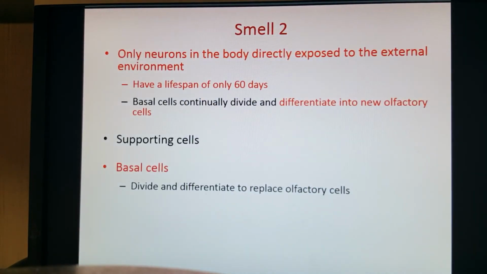So our neurons involved with detecting smell, again, are the only neurons in the body directly exposed to the external environment. Because of that, they have a short lifespan, only about 60 days, about 2 months. Because, again, you're exposed to the outside environment, so you're more likely to get damaged. Therefore, they're going to die off fairly quickly. So those basal cells that are nearby will differentiate into new olfactory cells in order to replace them. So when they die, they're still replaced, so you're still able to have a sense of smell.